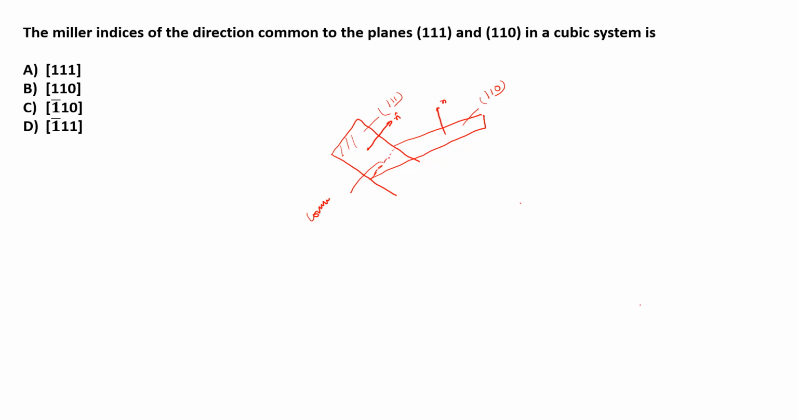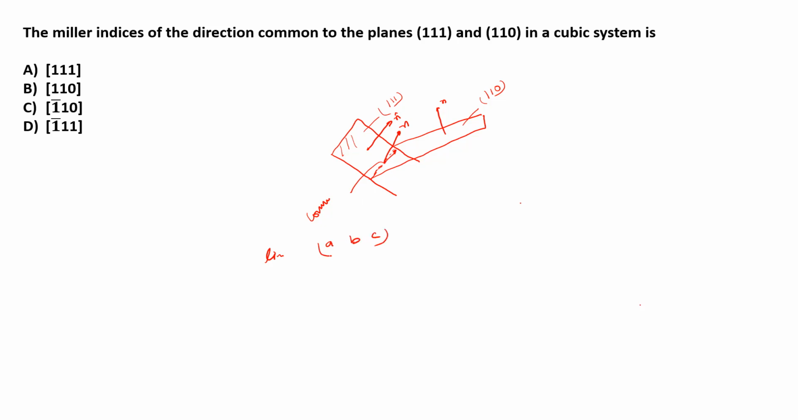From this line, if you try to show this normal, then the angle between this n, the normal of 111, and the line will be 90 degrees. Similarly, the angle between the normal of this 110 plane and this line will be 90 degrees. When we have 90 degrees, that means the dot product will be 0. So let the Miller indices of the line be A, B, C.